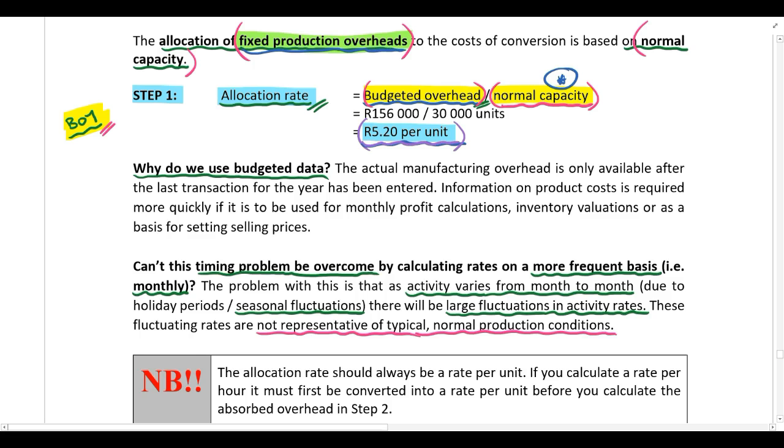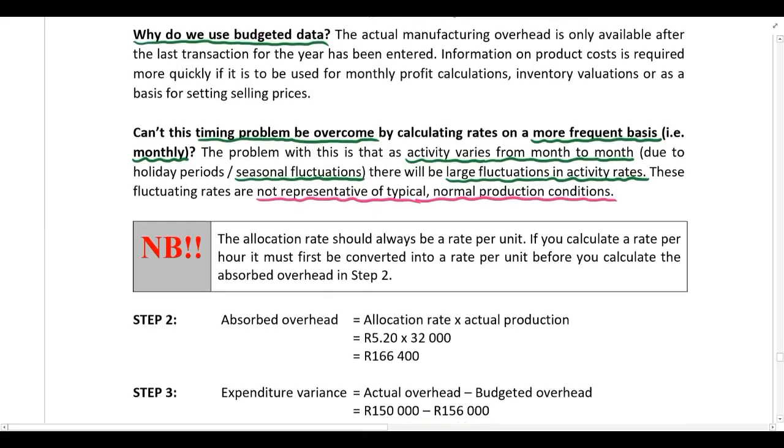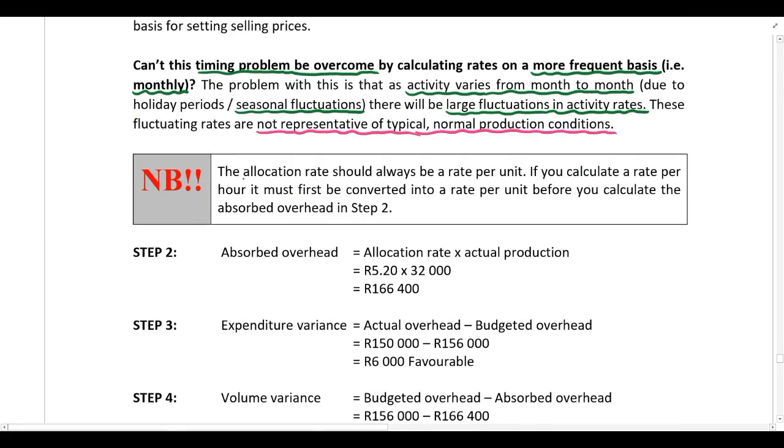Then please note, before we move on to step 2, this allocation rate that you calculate in step 1 must always be a rate per unit. So if you calculate a rate per hour, that must first be converted into a rate per unit before you move on to step 2 of your calculation. So let me give you a quick example over here. Let's say, for example, I tell you that our budgeted overhead for the year is 100,000 Rand, and I give you normal capacity to be 20,000 hours.